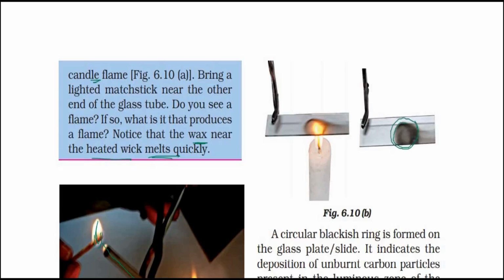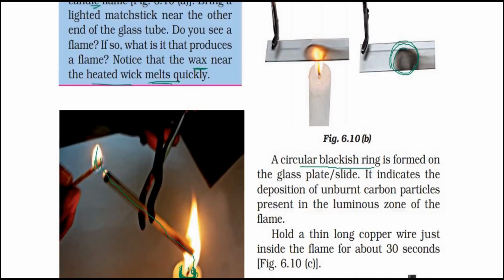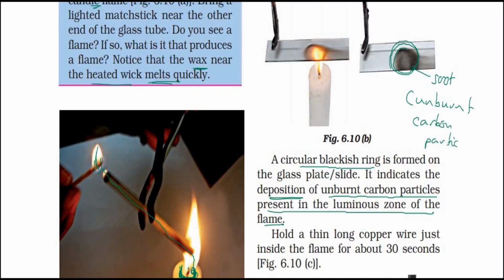See up here in this diagram, a circular blackish ring of black soot is formed. This indicates the deposition of unburnt carbon particles present in the luminous zone of the flame. So this is the soot, and soot is nothing but unburnt carbon particles, right? Unburnt carbon particles, and that is the smoke which comes out, the soot, right.